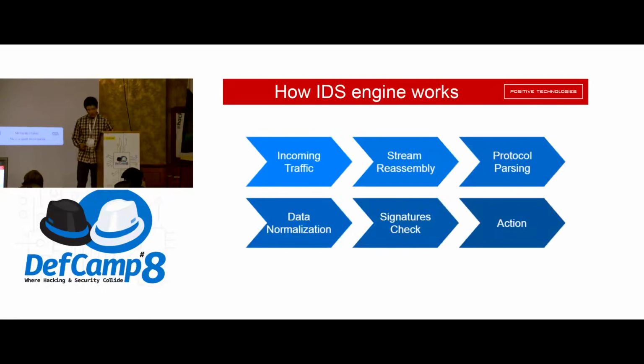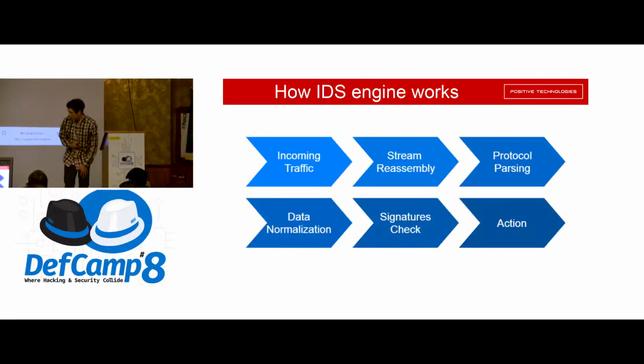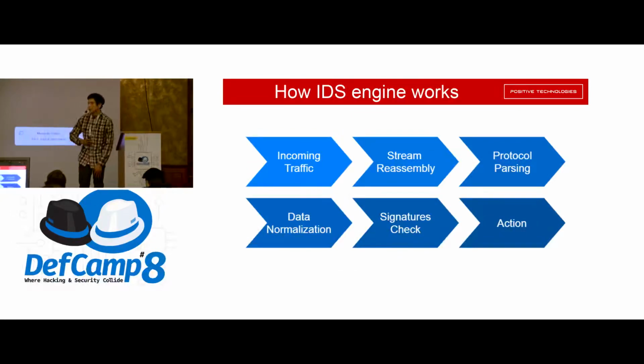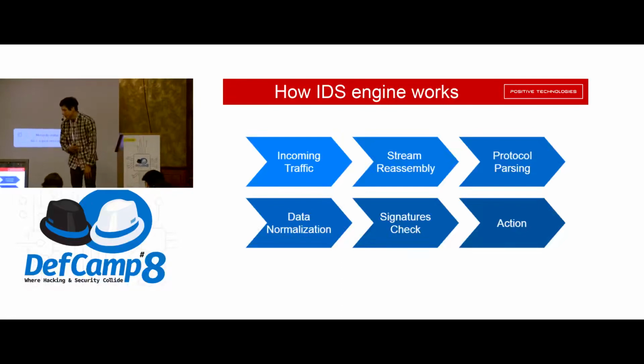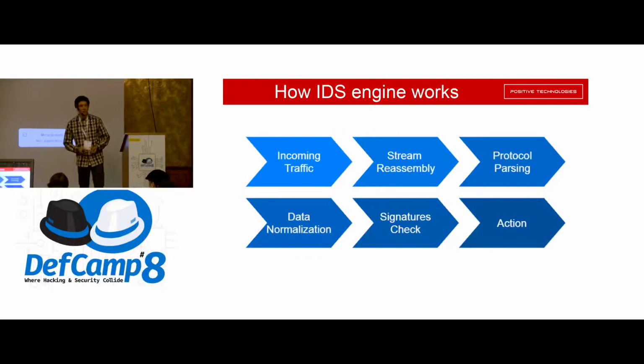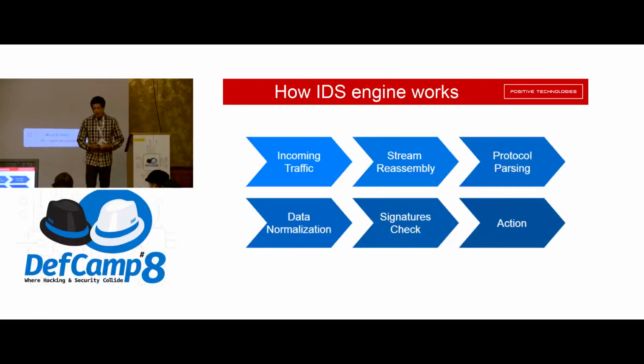It is possible to highlight a few logical stages of how an IDS works. First, incoming network traffic is reassembled into TCP or UDP streams. Then protocol parsers do their job, parsing protocols and protocol fields, and analyzing them if needed. Then signatures do their job by checking protocol packets and protocol streams, and writing alerts into log files if a match was found.